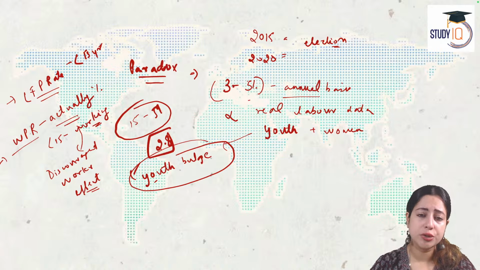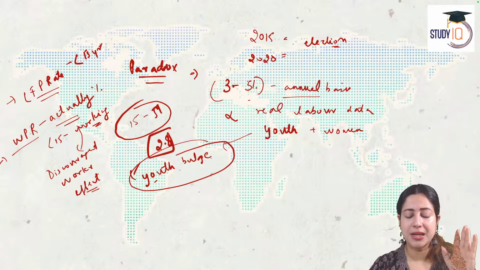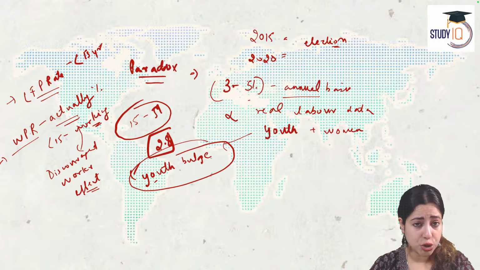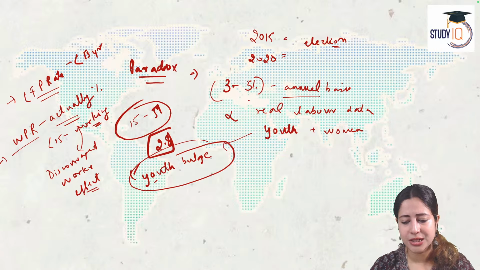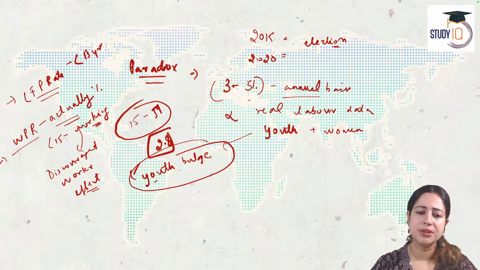Fertility rate, youth bulge, paradox, the 3 to 5% annual unemployment figure. Reality is different. Reality means there is a much higher level of unemployment. There is youth distress because LFPR, labor force participation rate, is below the national average, and the worker population ratio, how many are actually earning, is much below the national average. That creates the discouraged worker effect in Bihar. That's something you have to talk about.